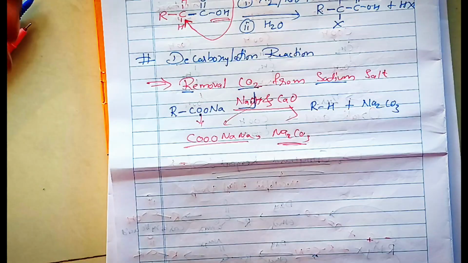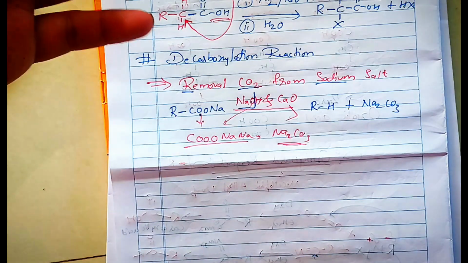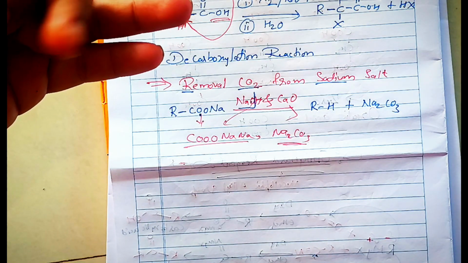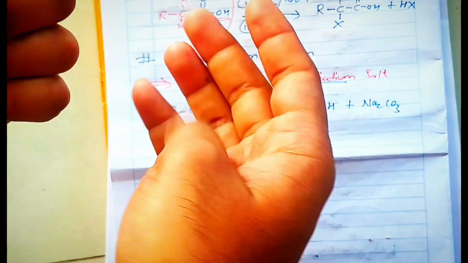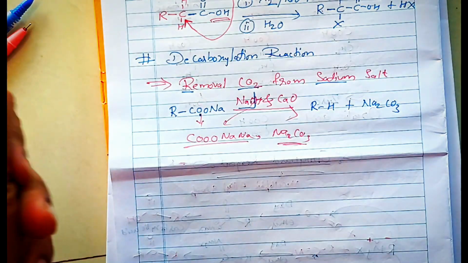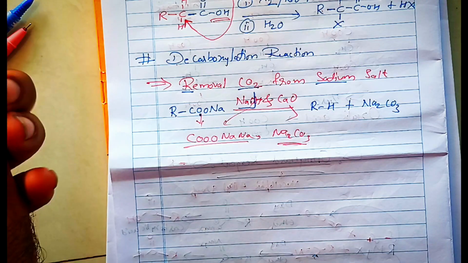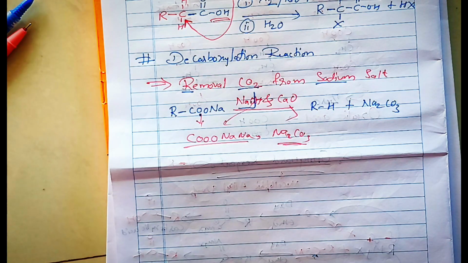So this completes some of the tricks, important reactions of haloalkanes, haloarenes, alcohols, phenols, ethers, aldehydes, ketones, and carboxylic acids. In the upcoming videos I will discuss these chapters separately in separate videos, so it will be very helpful. So please see those videos also.